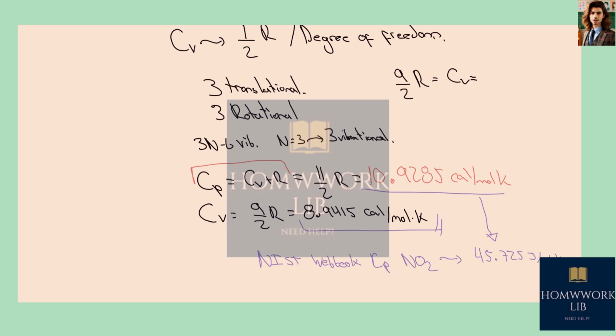So you are able to compare if this approximation is good or not for this particular molecule. Spoiler alert, it is going to be quite good. For example, the Cp at 600 Kelvin is 45.82. So it gets quite close.